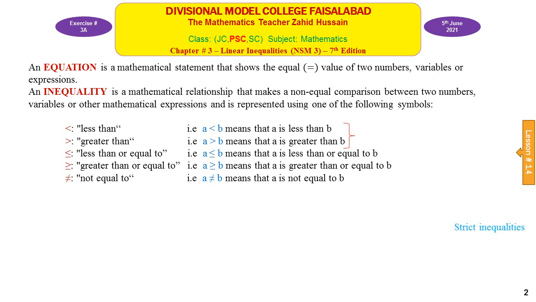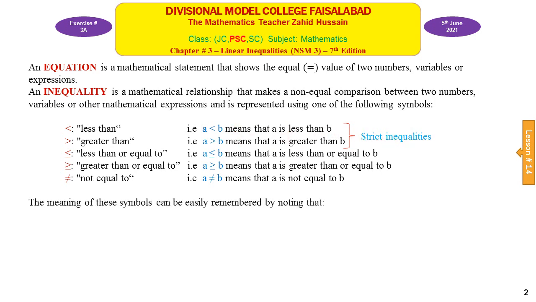The first two inequalities are called strict inequalities because these two inequalities are strict. If a number is less than b, then it is less than b. If a number is greater than b, it is greater than b. It cannot be equal or less than or equal or greater than. So that's why these two inequalities are called strict inequalities.